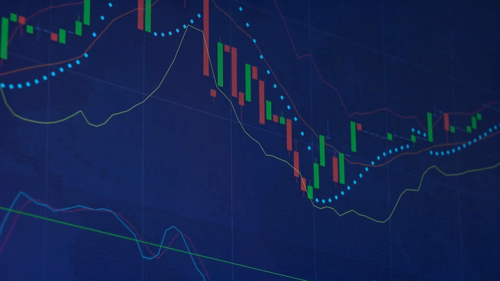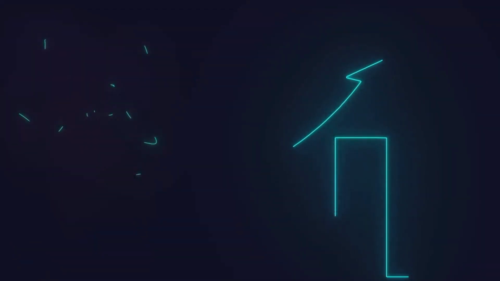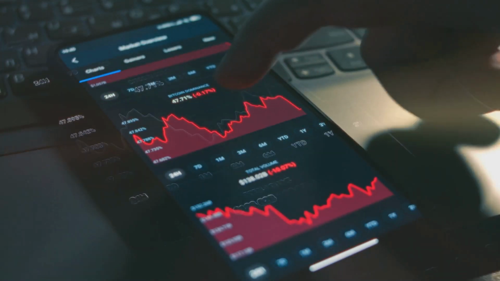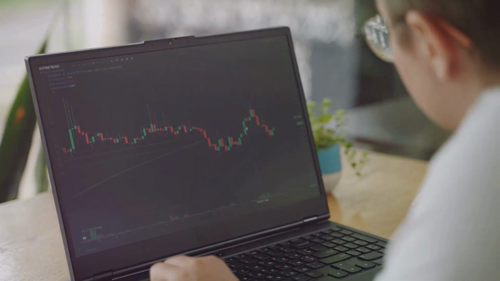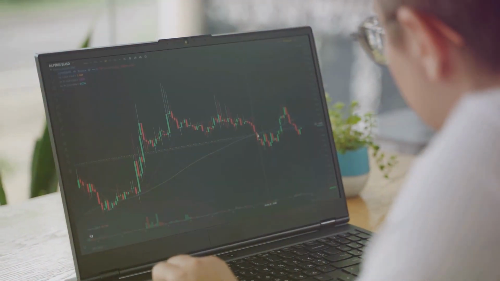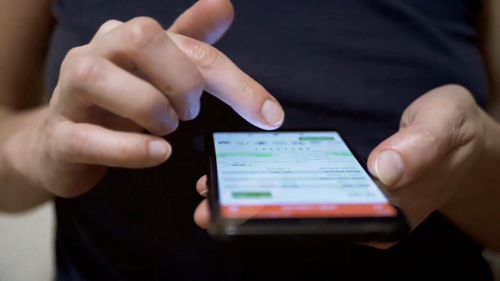Confirming trend strength. Investors use the histogram to gauge the strength of the trend. A growing positive histogram indicates that the bullish momentum is strong, while a shrinking histogram indicates weakening momentum. A narrowing histogram can signal that the market is losing strength and that a reversal may be near.